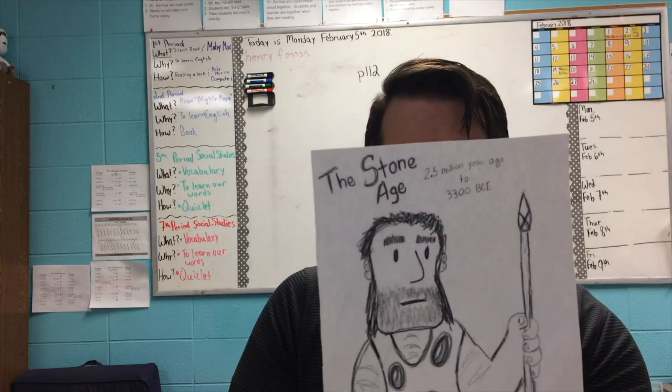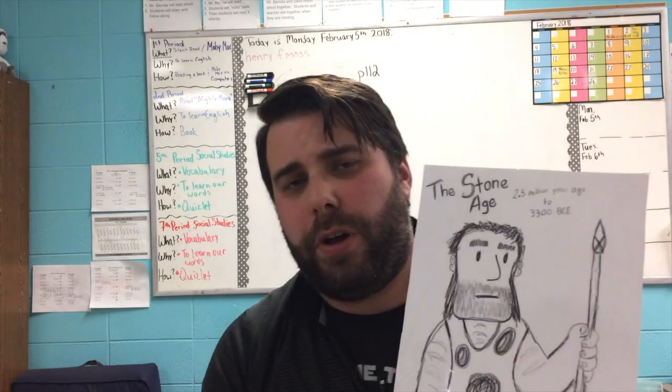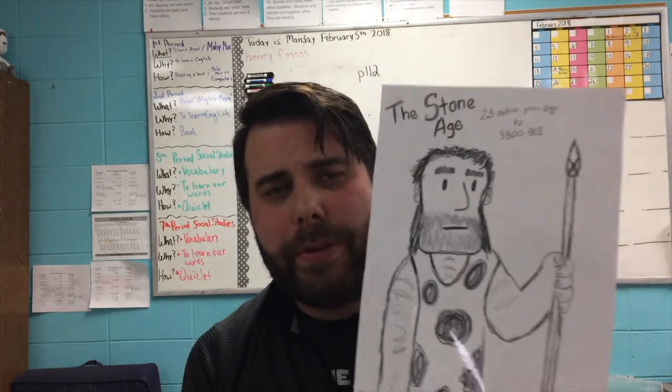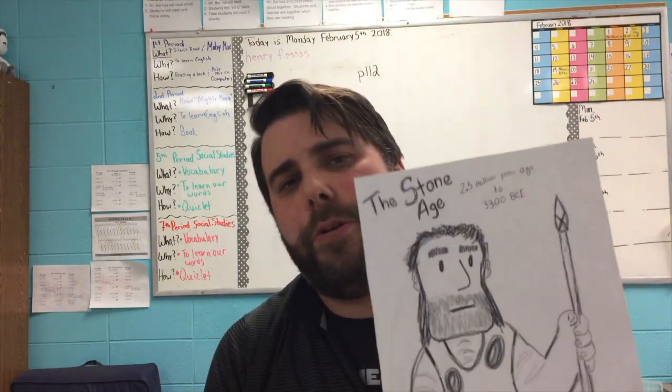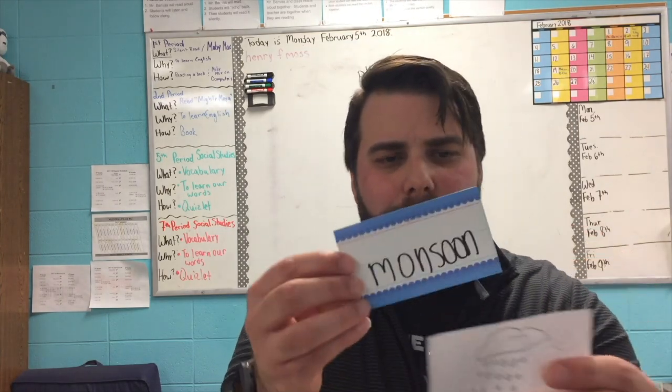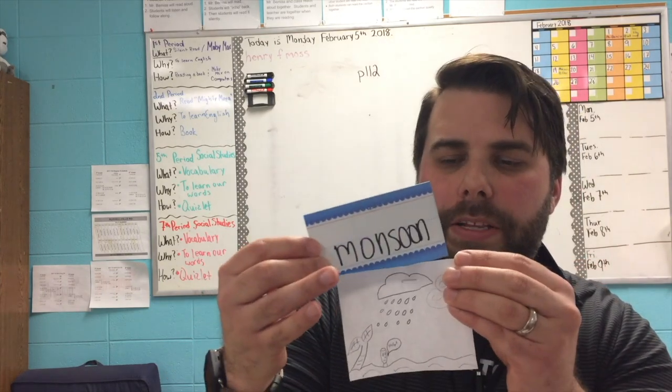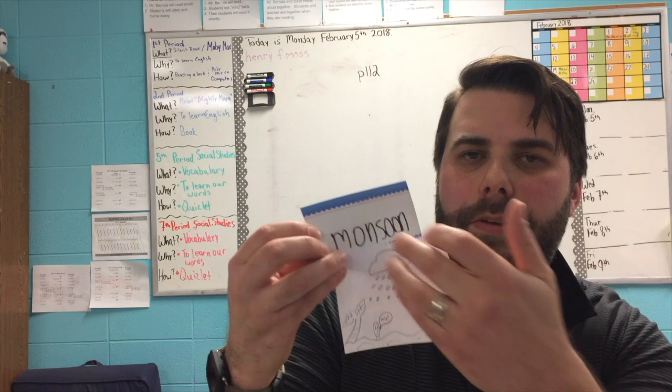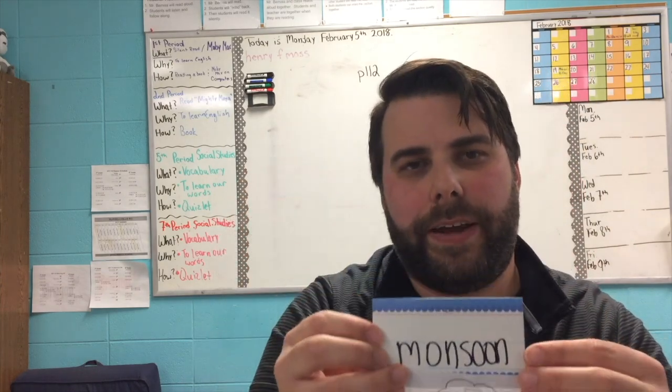I have something called a timeline in my room, okay? And if we're talking about the Stone Age, then I draw a picture to help them understand what time period we're talking about. I also have a word wall in my room. So I have the vocabulary word, and then I also have a picture that's right there, okay? That way the students can see the picture and say, oh, this is a monsoon. This is what a monsoon looks like. So that's my first tip.